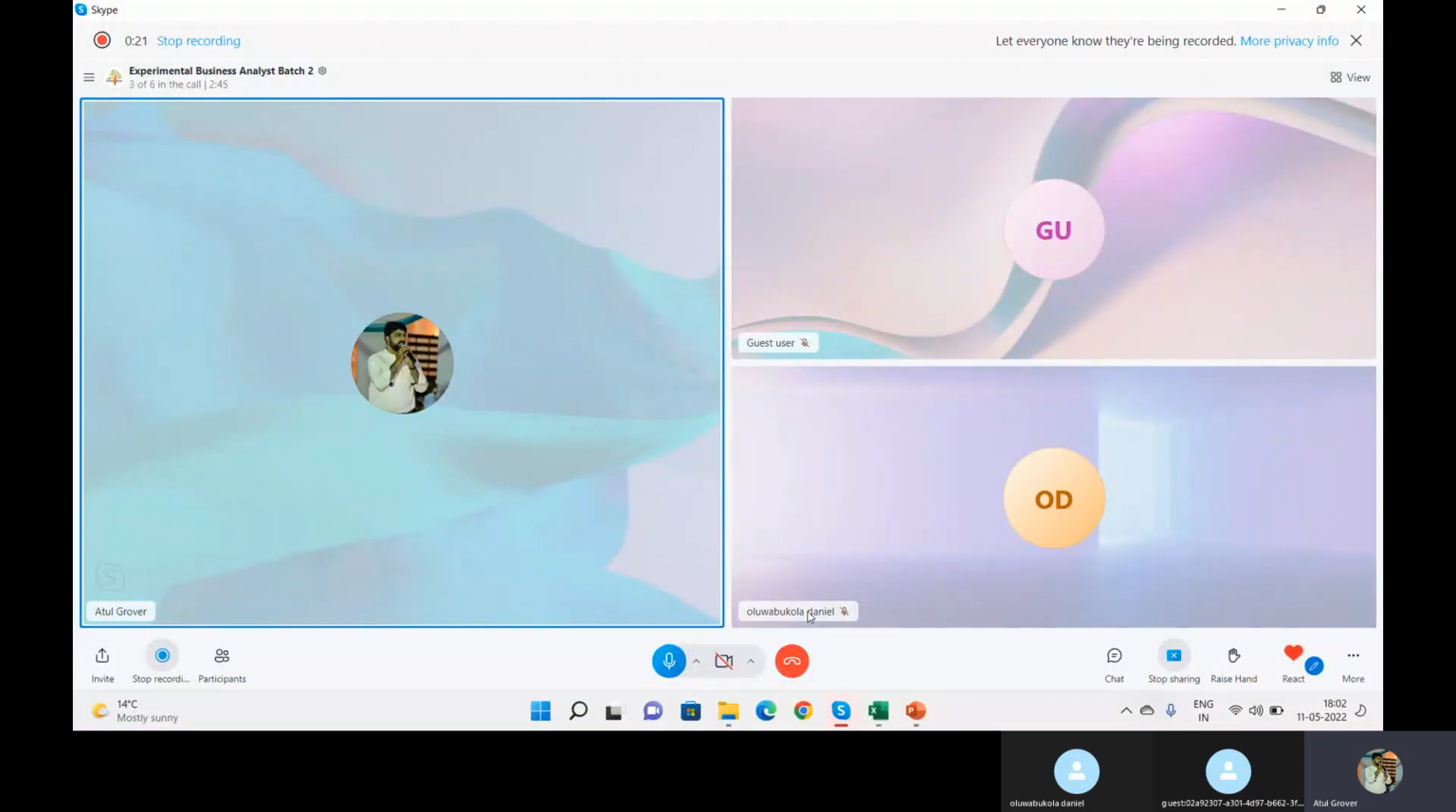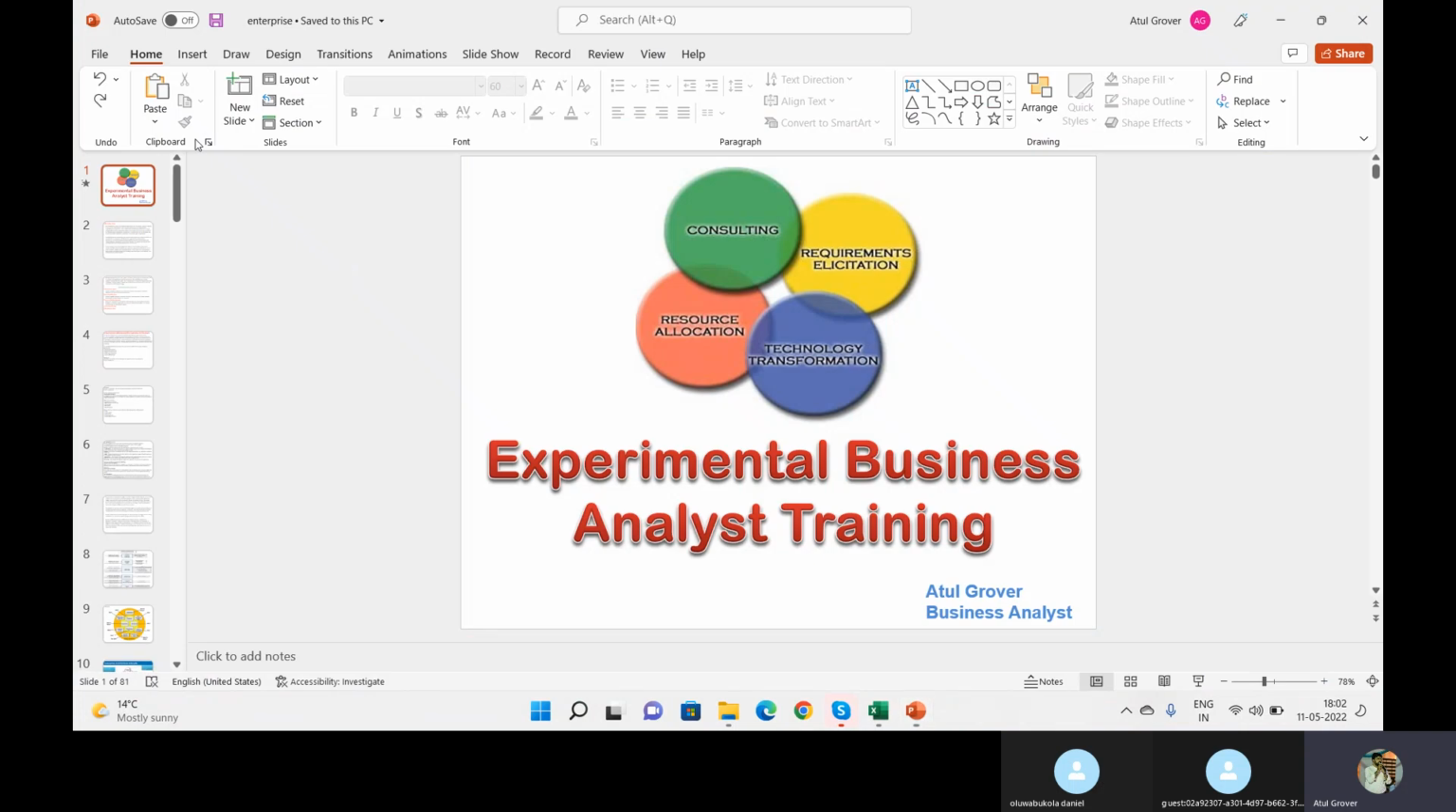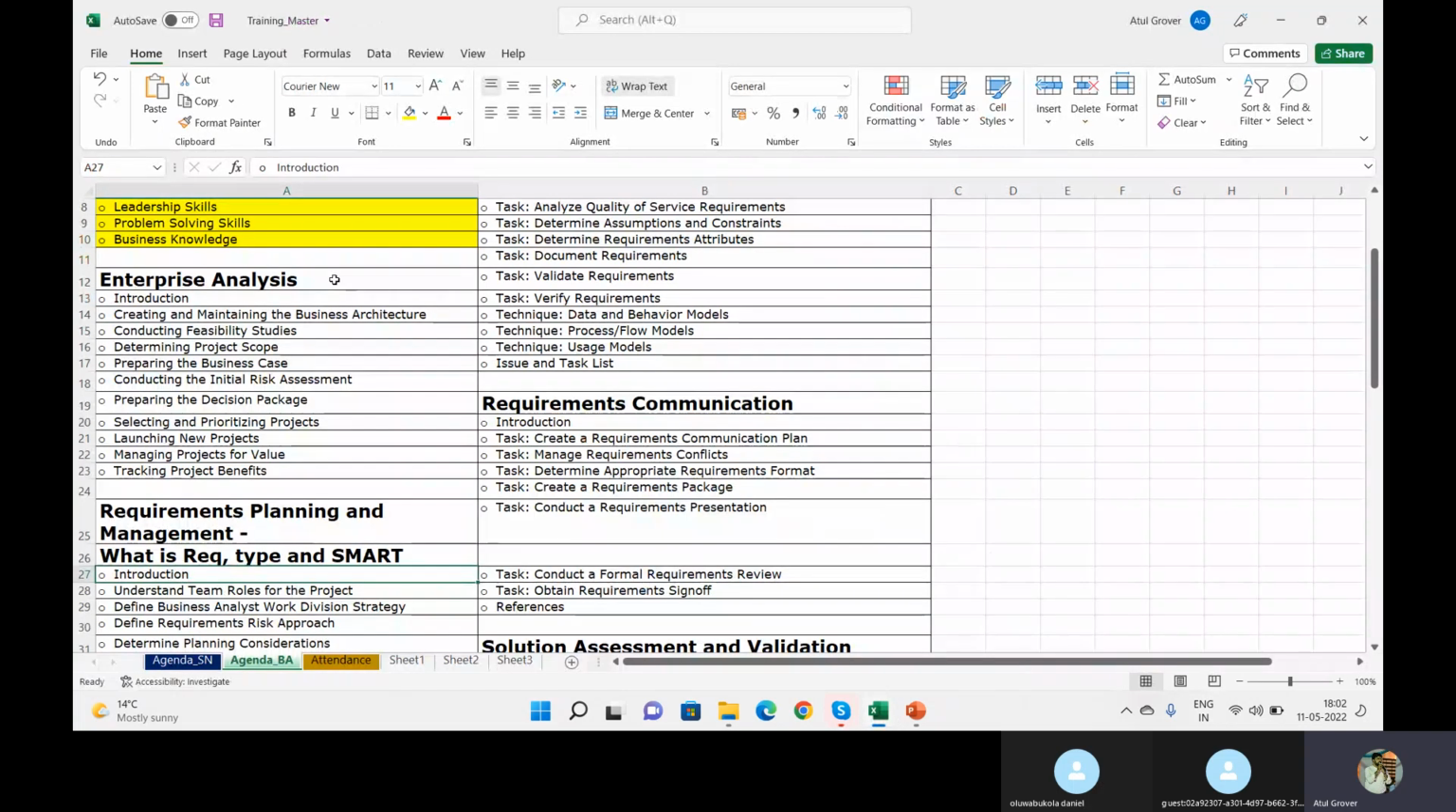In the last 2 days, we discussed what is a business analyst and what is business analysis, and yesterday we discussed the stakeholder: what is a stakeholder, who is a stakeholder, how I can connect with my stakeholder, what responsibilities a stakeholder has, and what type of stakeholder I need to use. Now, as per the agenda, we have a next topic called enterprise analysis.